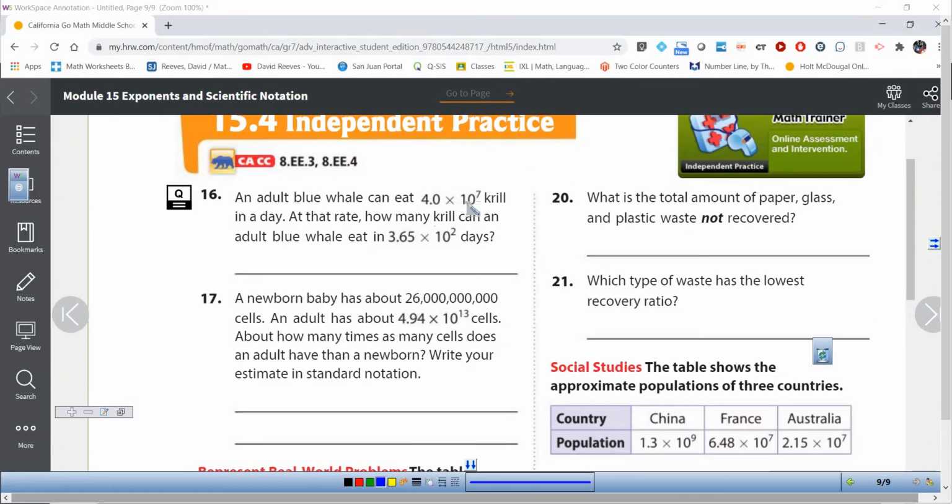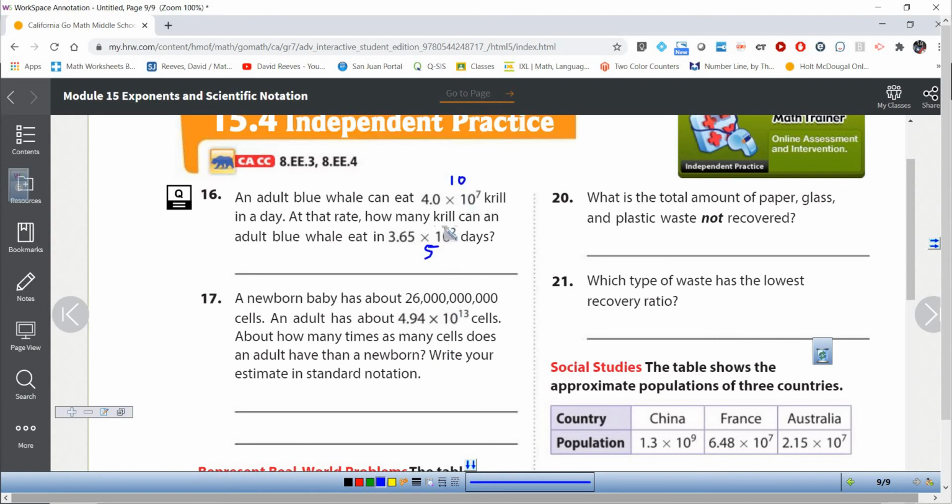All right, now this problem looks really scary because of this scientific notation. I'll never forget when I was a young child and my mom was trying to help me learn some math. One of the skills she taught me was to work with smaller numbers. And then whatever you would do to solve the problem with smaller numbers is the same thing you will do with bigger numbers. So let's just change this to something that makes a little more sense with numbers we can wrap our head around. So let's just say an adult blue whale can eat 10 krill in a day. Okay? At that rate, how many krill can he eat in, let's say, 5 days?